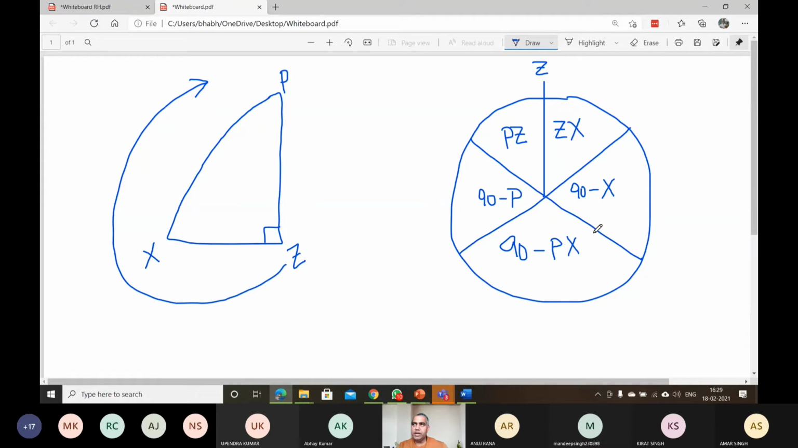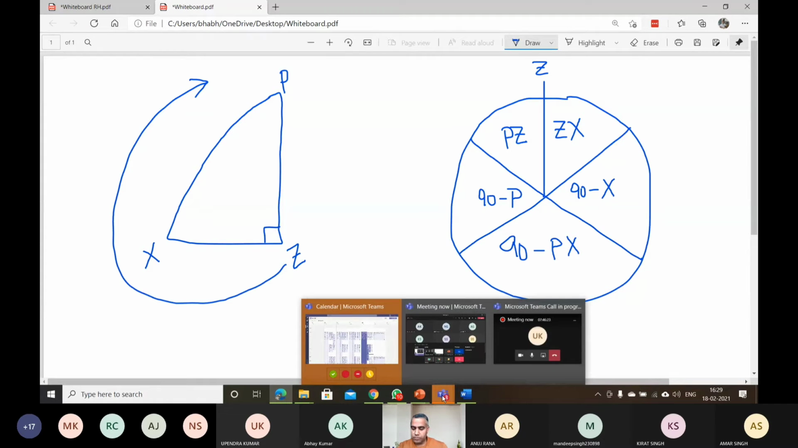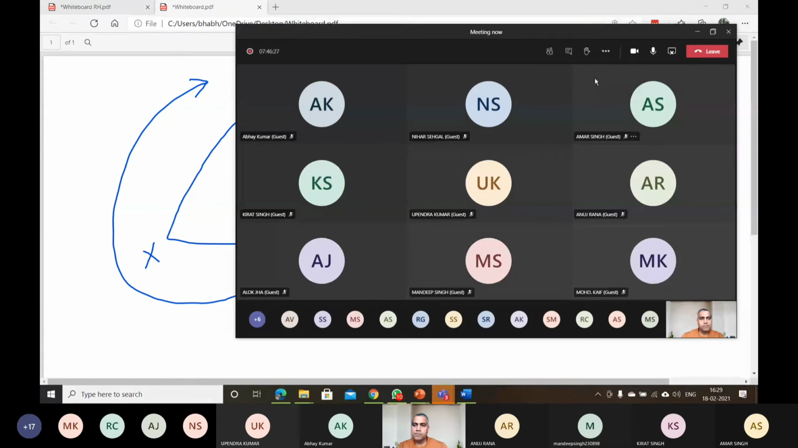Now once the diagram is filled up, we can proceed to apply the formula. So let us see how do we apply the formula. Let's go back to the presentation.